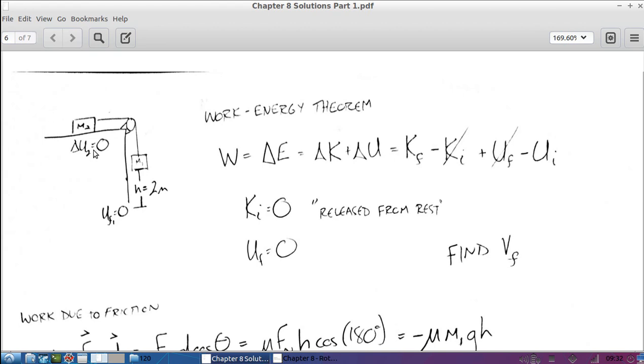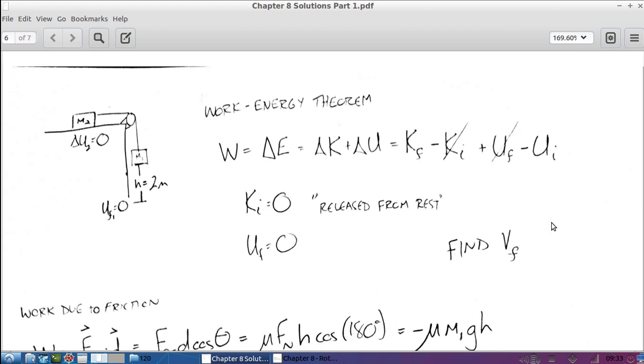Again, like in our chapter 5 problems, I recognize that this block is moving horizontally. It's not going to travel in the y direction, so its potential energy doesn't change at all. So I don't have to account for the change of potential of this block, just my 7 kilogram block. Okay. So I can cross out my U final, cross out my K initial. So work is equal to K final minus U initial. I've got to find the speed of the block. Now, just like in chapter 5, the speed of this block is going to be equal to the speed of this block after they both travel a distance of 2 meters.